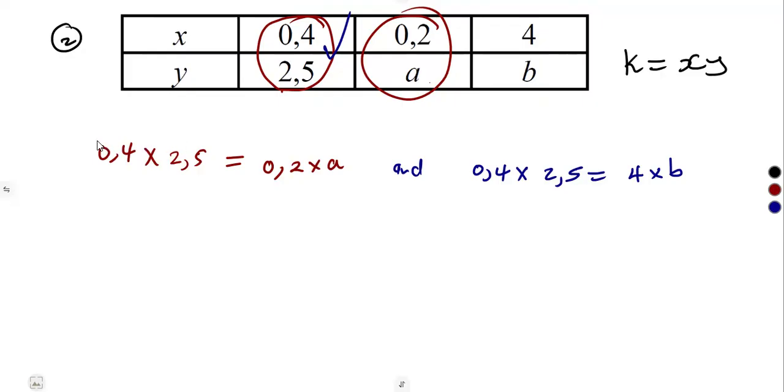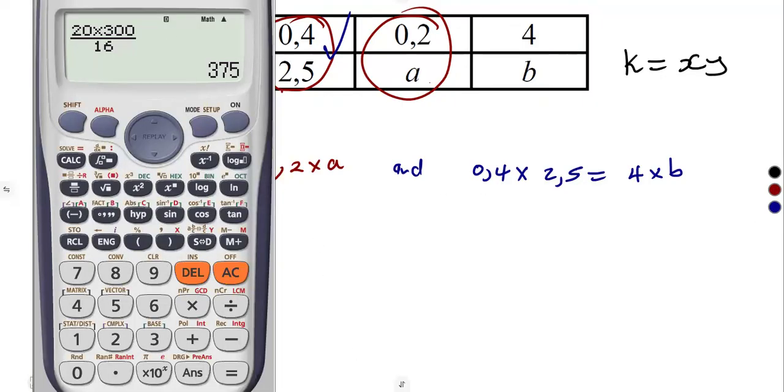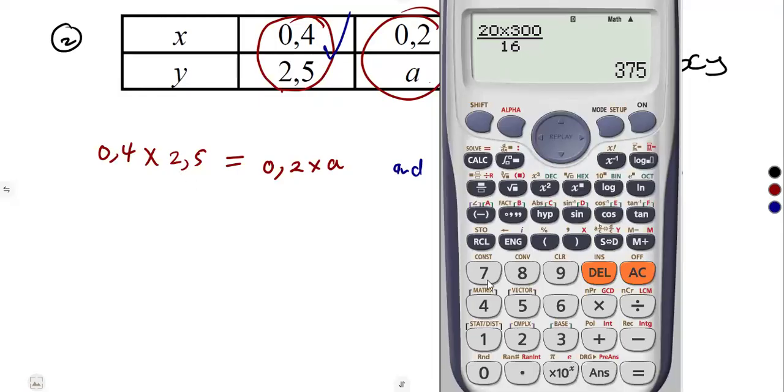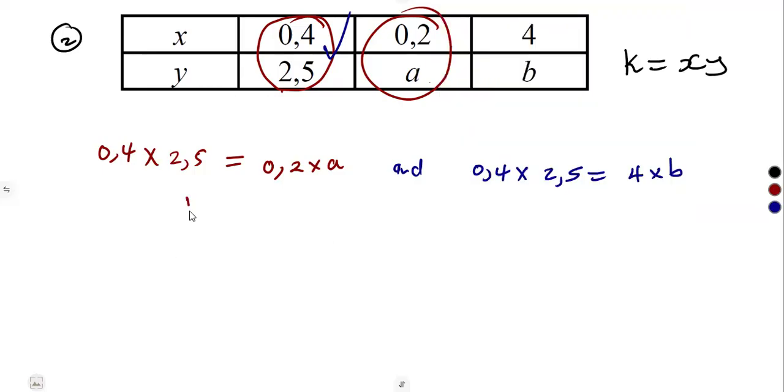So you can multiply, guys. This is your grade 9, so be used to your calculator. You're going to need the product of 0,4 and 2,5. So 0,4 times 2,5, that's 1. So 1 is equal to 0,2 times A.